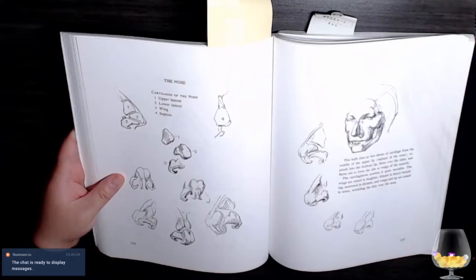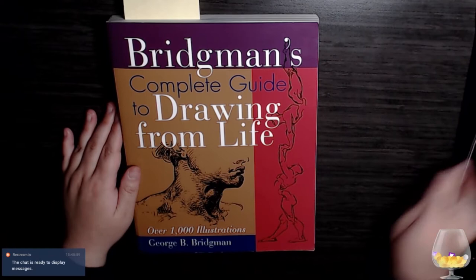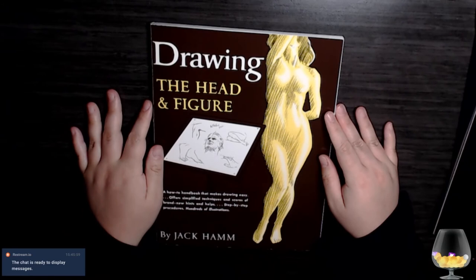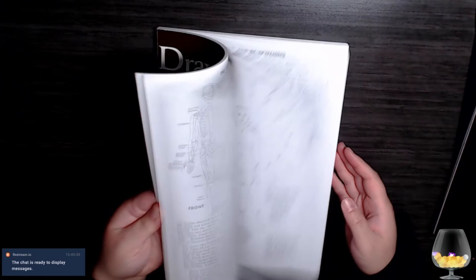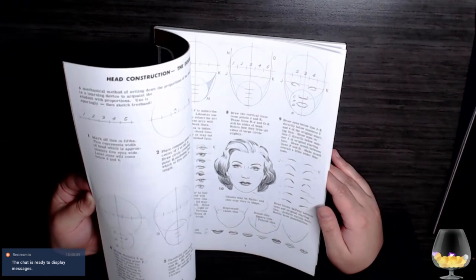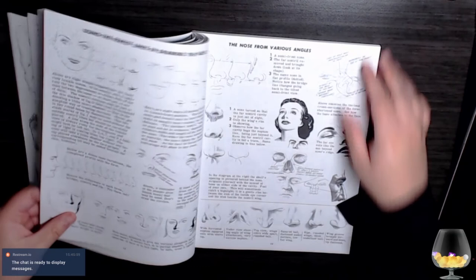This is Bridgman's Complete Guide to Drawing from Life. This one is Drawing the Head and Figure by Jack Hamm, and this one's a little bit more illustrative. It reminds me of the classic comic book artist stuff. So let's figure out where their nose section is. Okay, looks like it's here.